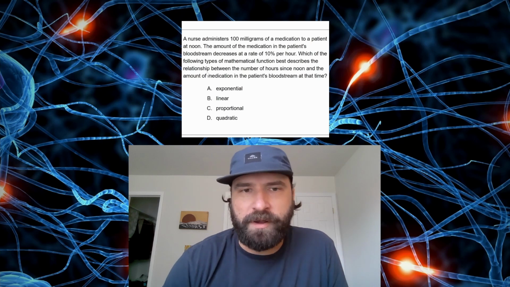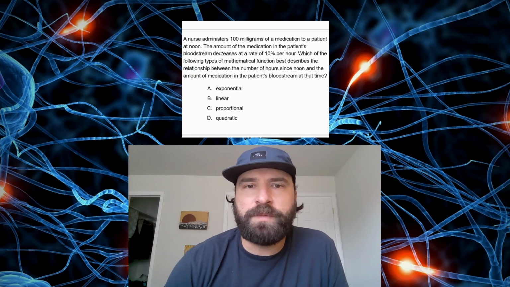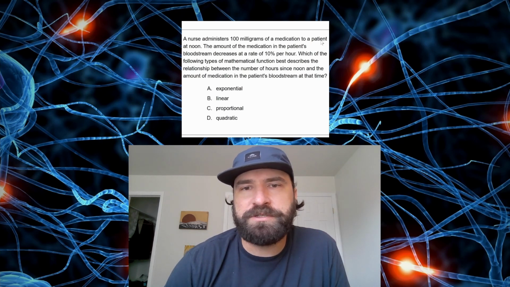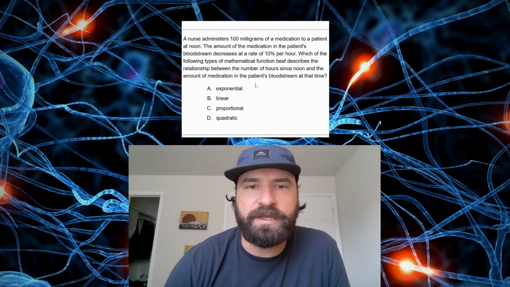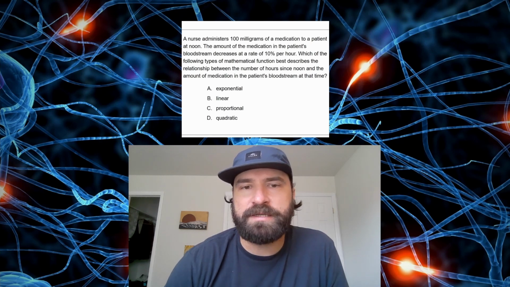All right, let's tackle another MTEL question. This one says, a nurse administers 100 milligrams of a medication to a patient at noon. The amount of the medication in the patient's bloodstream decreases at a rate of 10% per hour. Which of the following types of mathematical function best describe the relationship between the number of hours since noon and the amount of medication in the patient's bloodstream at that time?